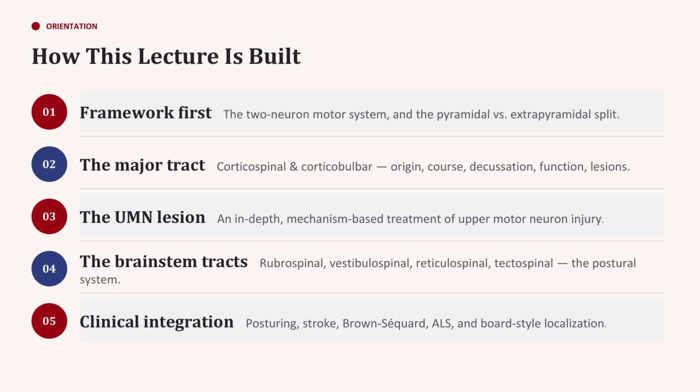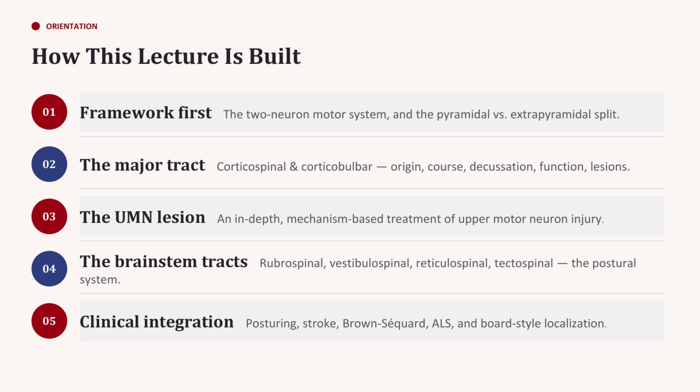Here's how we'll build this lecture. We begin with the framework, the 2-neuron motor system, and the split between the pyramidal and extrapyramidal pathways. From there, we take on the major descending tract, the corticospinal and corticobulbar system, its origin, course, decussation, function, and lesions. Next, we go deep on the upper motor neuron lesion, reasoning from mechanism to physical sign. Then we turn to the brainstem tracts, rubrospinal, vestibulospinal, reticulospinal, and tectospinal, the postural system. And we finish by putting it all to work clinically: posturing, stroke, Brown-Séquard, ALS, and board-style localization.